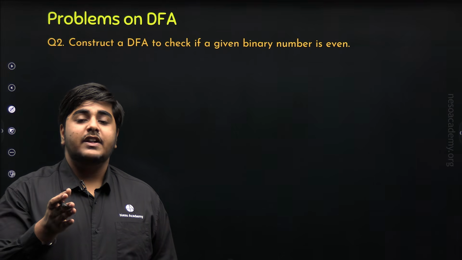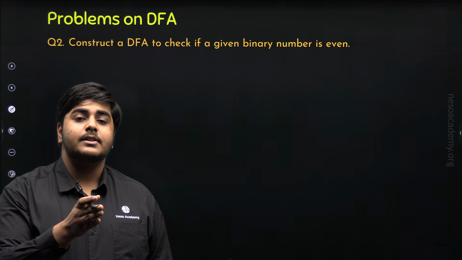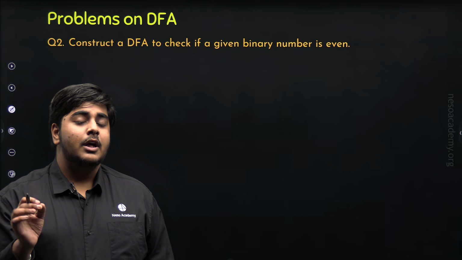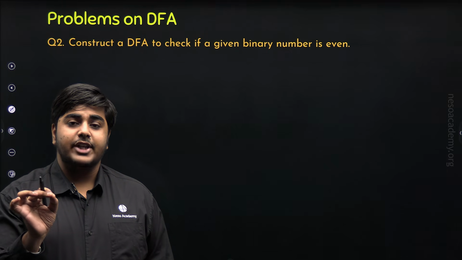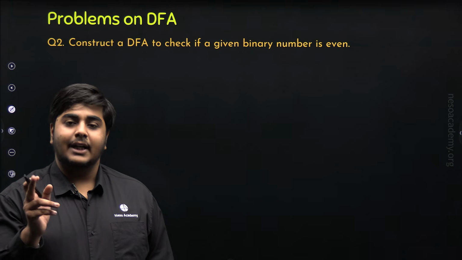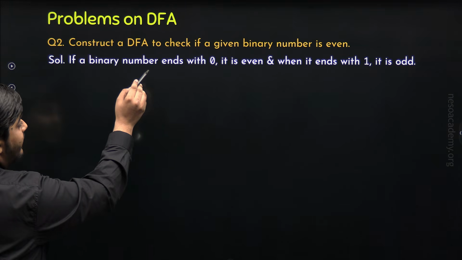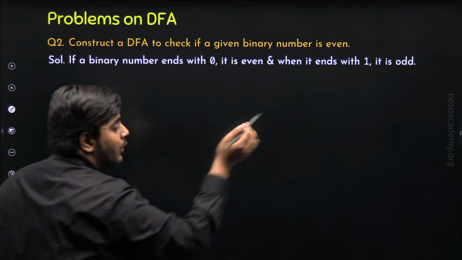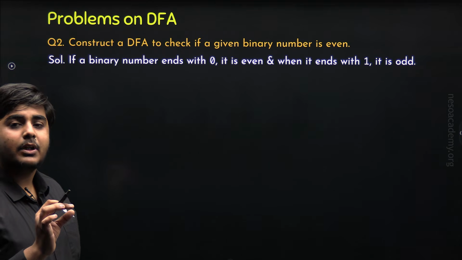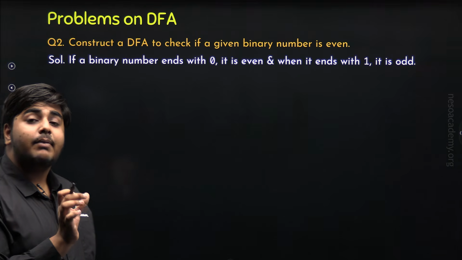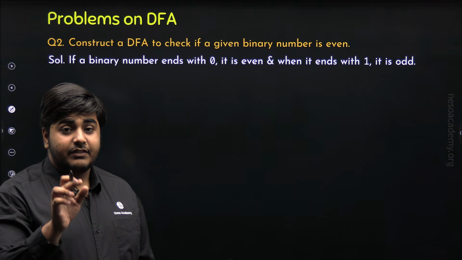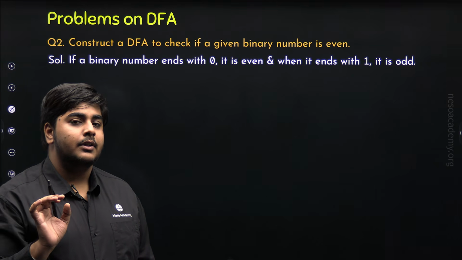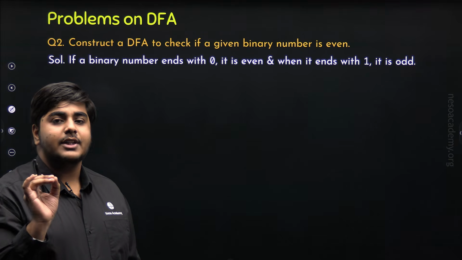Very simple. We will divide a number by 2, and if the remainder is 0, it is an even number. But if the remainder is 1, it is an odd number. But there is a very simple trick also to check whether a given number is even or not. And that is, if a binary number ends with 0, it is even, and when it ends with 1, it is odd, which simply means that if the last symbol of your binary number is 0, that binary number is an even number. But if the last symbol of your binary number is 1, it is an odd number. So we will follow this approach to construct the DFA.